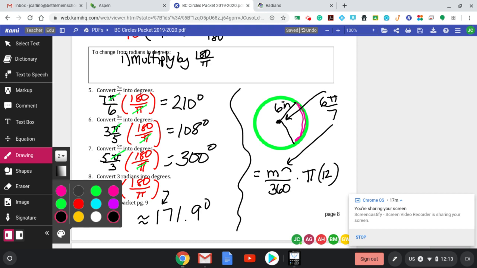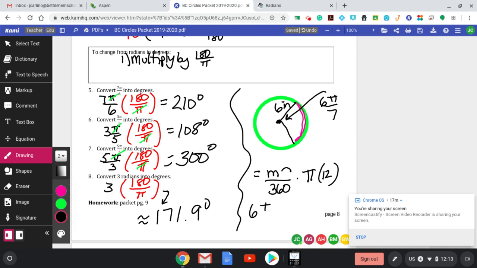What are you going to have to do before you use the formula? You're going to have to take 6 pi over 7 and convert it into degrees. And then whatever that ends up being, that'll plug in. So you guys are going to start seeing here tonight and tomorrow formulas that only use degrees and formulas that only use radians. So we need the ability to convert back and forth so we're using the correct units in the correct formula. Okay, so make sure you get a handle on this as you go to page 9.